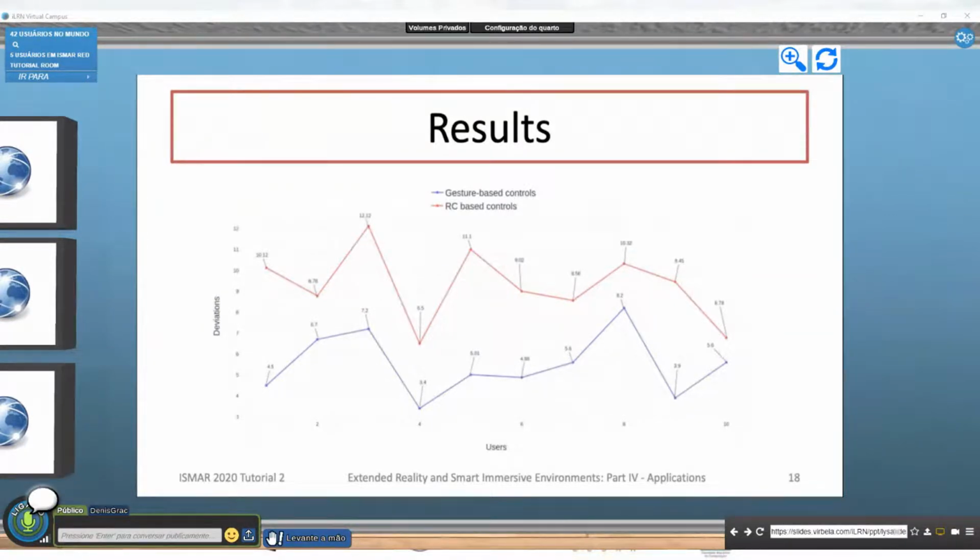because of the deviation from the positioning. In other words, each of those users actually had to bring the drone as close as possible to the target, and that deviation from the target is consistently smaller for gesture-based control compared to the RC-based controls for all 10 users.